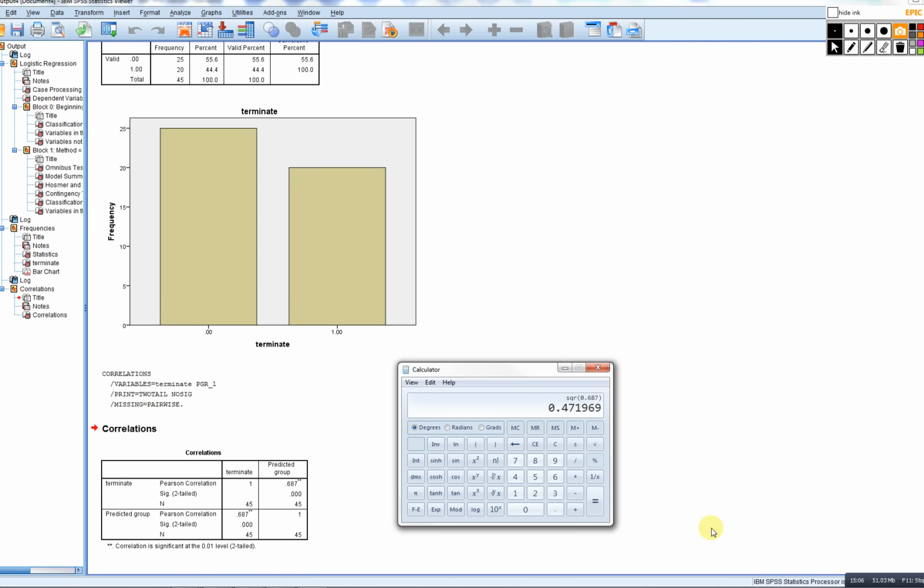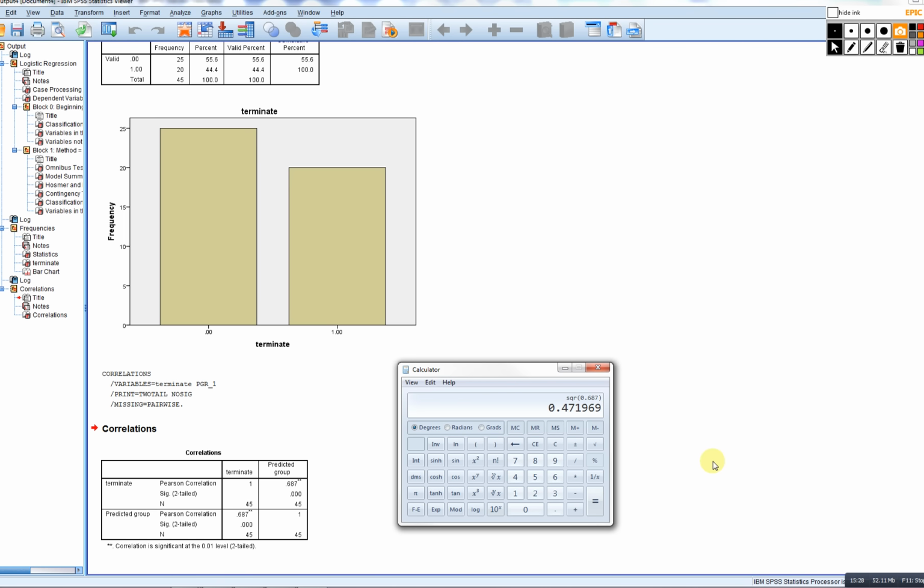Like I said, this is a really handy way that we could compute R-square that's probably more akin to what we would think about when we're running least squares regression. Nevertheless, you have to go through that extra step of generating the predicted group membership and then correlating predicted and actual group memberships.